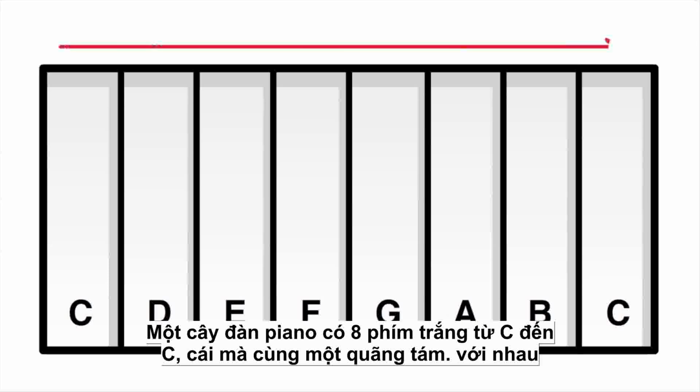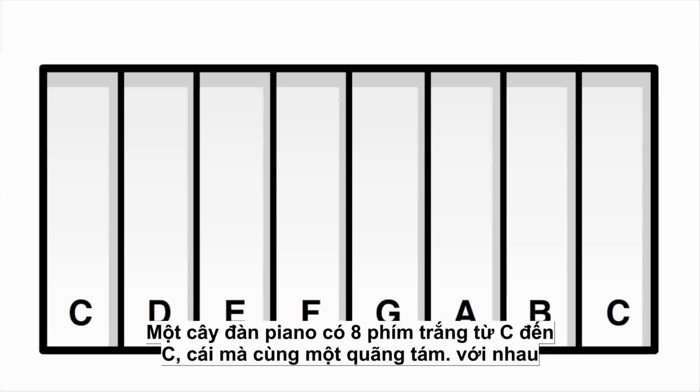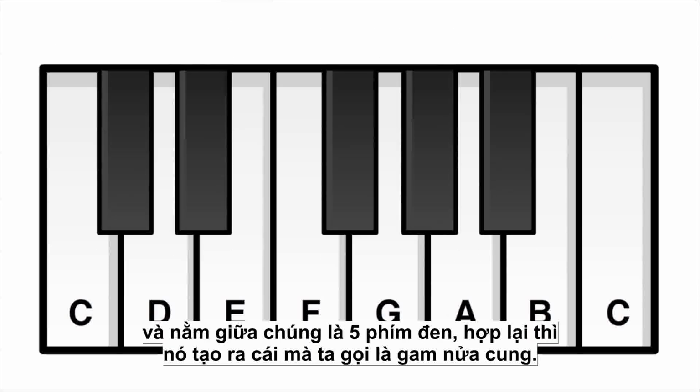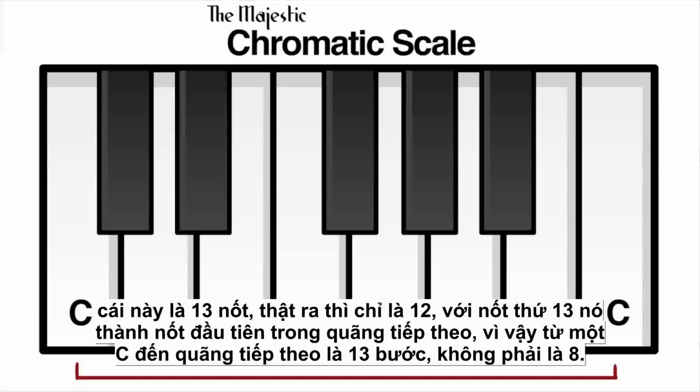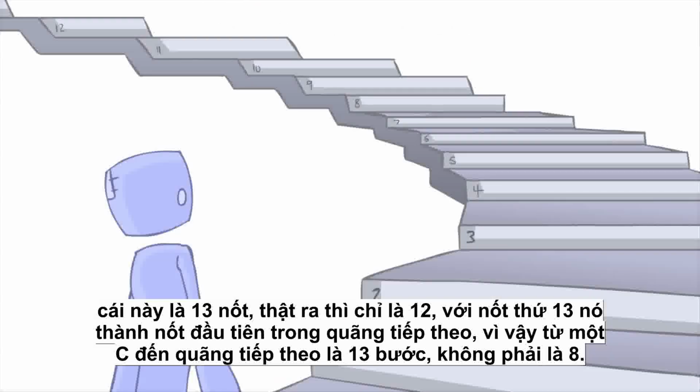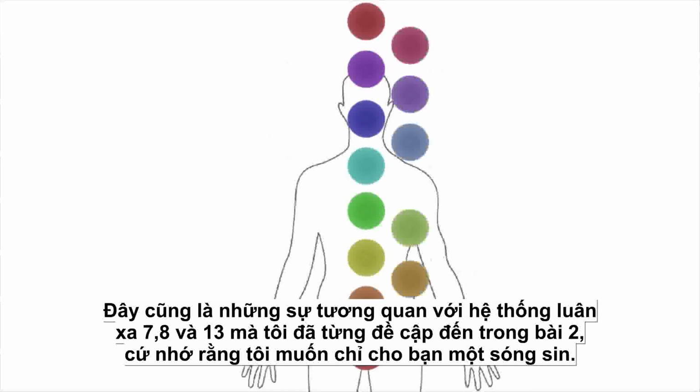A piano has 8 white keys from C to C, which is the familiar octave, and in between there are 5 black keys. Together this creates what is called the chromatic scale, which is 13 notes, well actually 12, with the 13th being the first in the next octave. So from one C to the next is really 13 steps, not 8. This also correlates with the 7, 8, and 13 chakra system I mentioned in lesson 2.